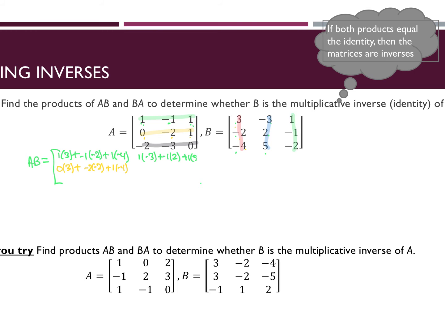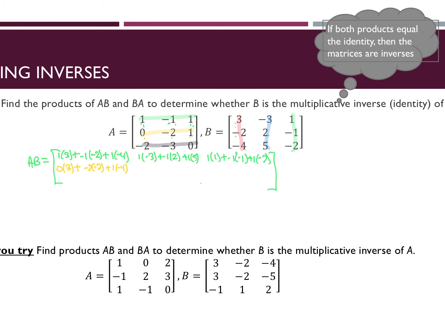I forgot to take the green row into the green column. 1 times 1, -1 times -1, 1 times -2. There we go.